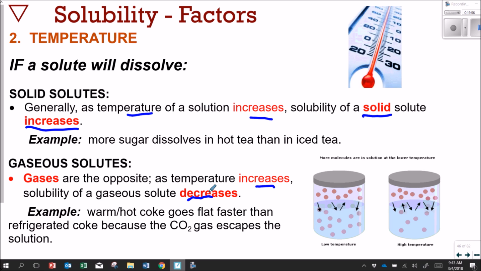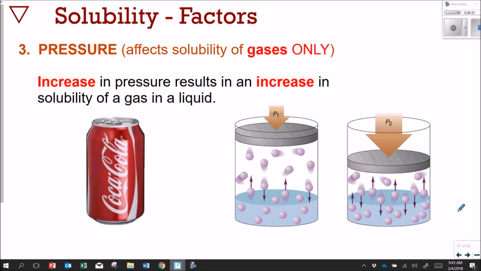For example, a hot or warm can of Coke will go flat faster than a refrigerated Coke because the carbon dioxide will escape the solution. Less will be dissolved. We can see that in the example here. At a low temperature, we have more gas particles dissolved in the liquid. And at a high temperature, the gas particles escape and we have a lot less gas particles dissolved in the liquid.